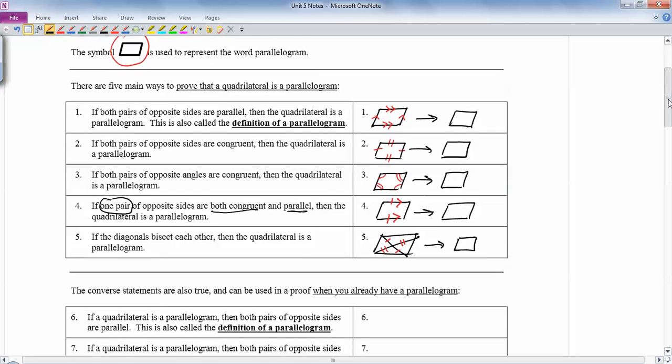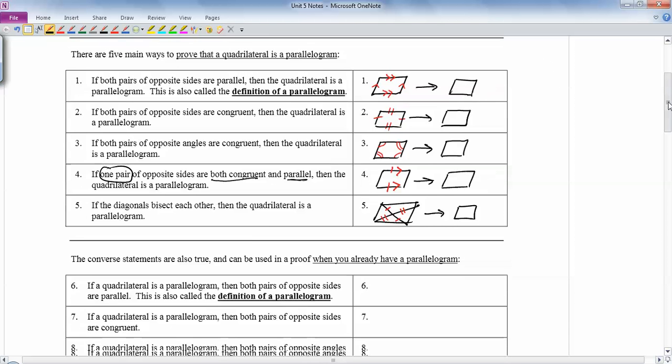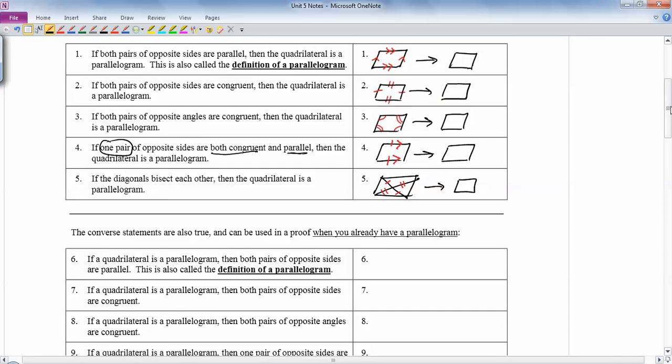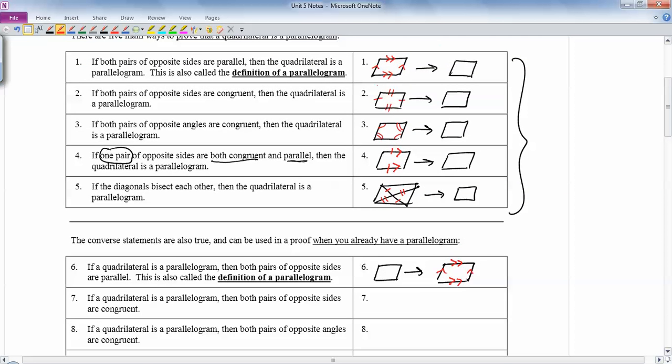And then sometimes in a proof, you have a parallelogram already. You're not just proving that they exist. You're proving stuff from parallelograms. So if you already have one, it turns out that these 5 things up here all work the other way too. And they match up with 6 through 10 down here. So one of them would be, if you have a parallelogram, then both pairs of opposite sides are parallel. So that's this. Which if you look up above, that's the exact opposite of what we wrote up here.